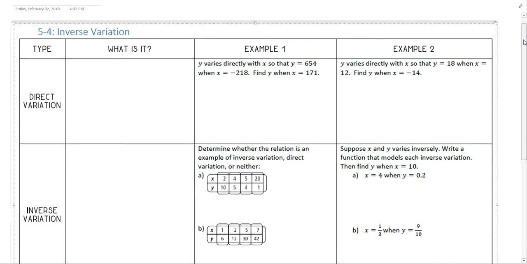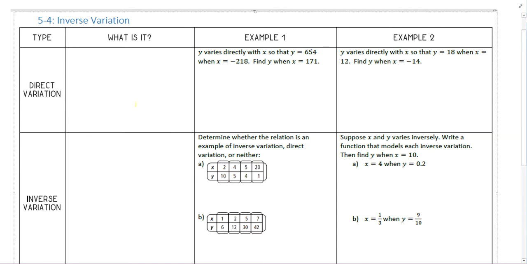Okay, welcome to a video on inverse variation. To begin with, we're going to review direct variation.